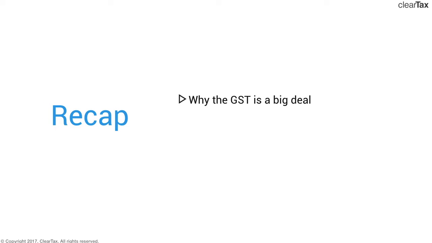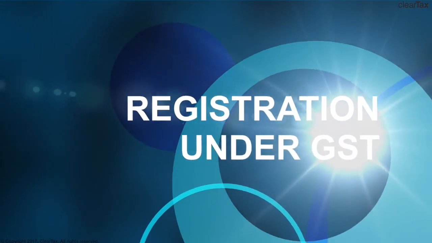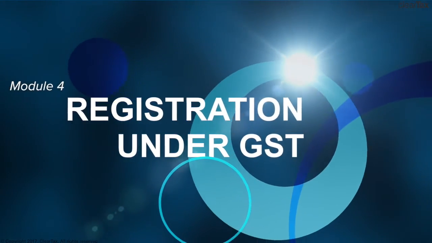In the first three modules, we've seen why the GST is such a big deal, how it's going to mitigate the cascading effect and simplify the overly complicated indirect tax structure. In the second module, we checked out the composition scheme, and in the third, we checked out the provisions of input tax credit under GST. The fourth module is going to be all about registration of taxpayers under GST.